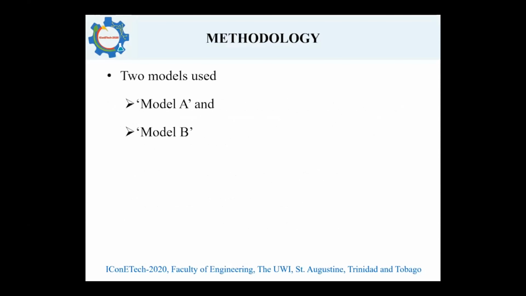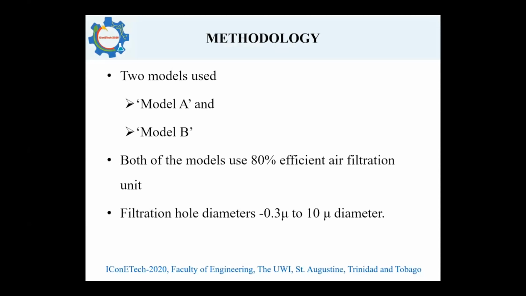The two models are named Model A and Model B. Their filtration capacities are 80%. That's an assumption that we have made. The diameter of the filtration hole is 0.3 microns to 10 microns. The flow rate of air is 250 CFM.